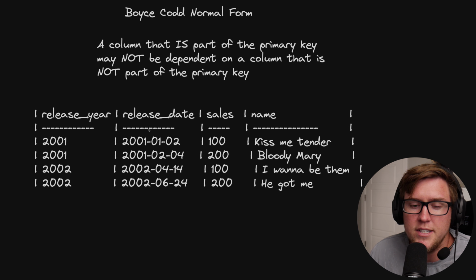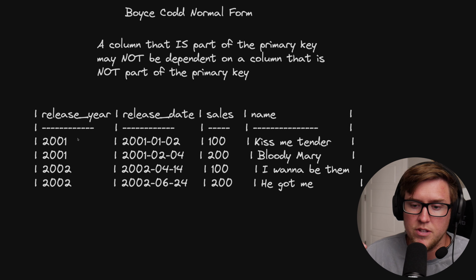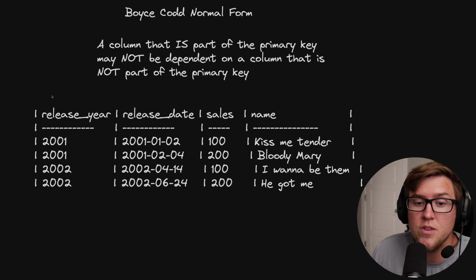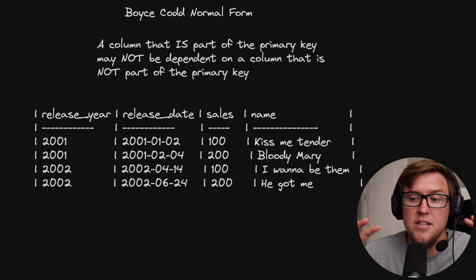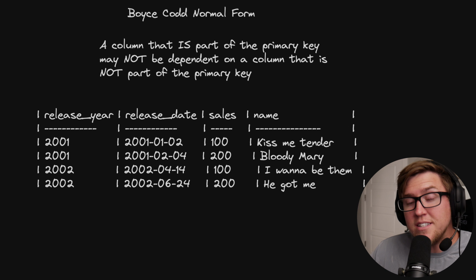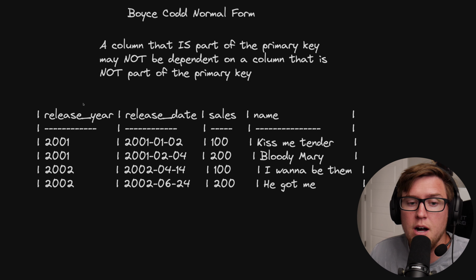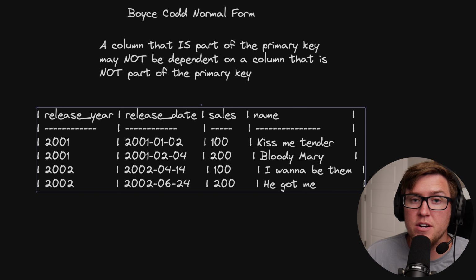They're all unique. Additionally, a possible primary key could actually be the combination of the release year column and the sales column, right? If you take a look, 2001, 100, 2001, 200, 2002, 100, 2002, 200. Those are all actually unique combinations. So that could be a possible candidate key. Additionally, just the release date column could be its own possible candidate key. So again, the thing that sets up this problem for Boyce-Codd normal form is we have multiple possible primary keys. Now, let's say for the sake of example that we've chosen the combination of release year and sales, right? These 2 columns, release year and sales, as our primary key.